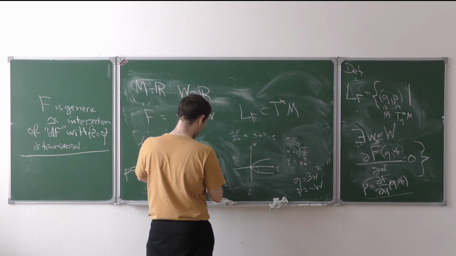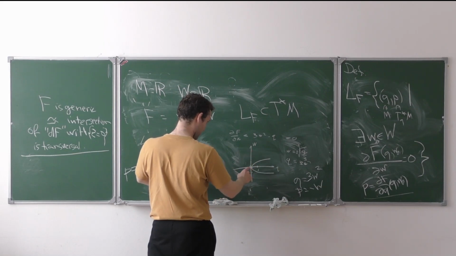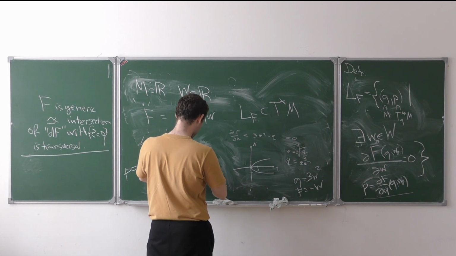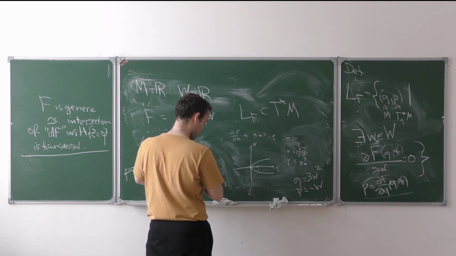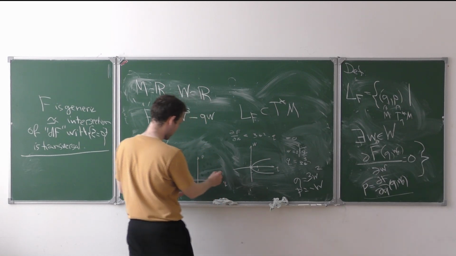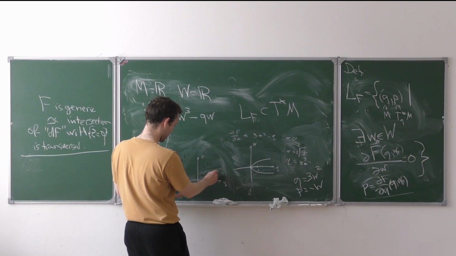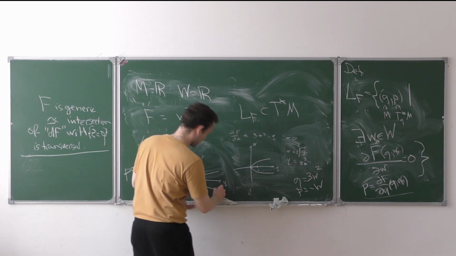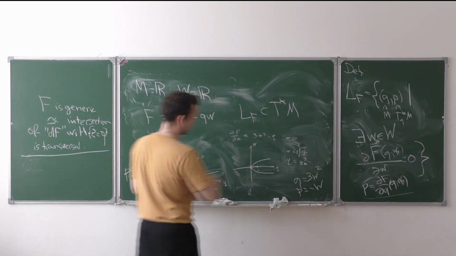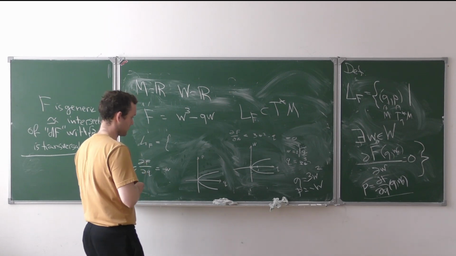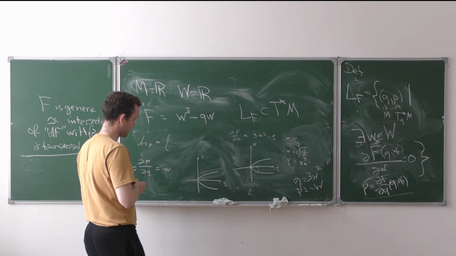Let's see, as we change W, then it kind of looks the same. Exactly. Just go in that direction. It's a parabola, and of course, a parabola is Lagrangian in the plane.